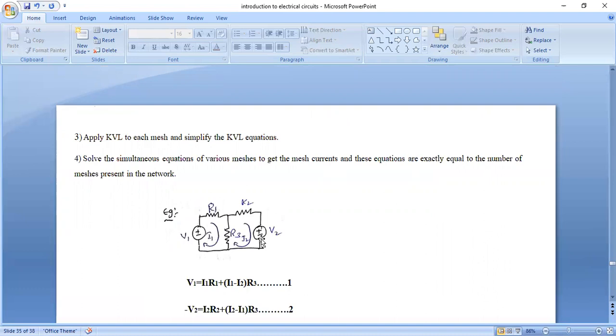Here 2 voltage sources are there and 3 resistors. First we have to identify the meshes. In the given circuit, we have 2 meshes. The next step is to assign the mesh currents. Here I am taking the clockwise direction. So this is I1 for the first mesh and I2 is the current for the second mesh.